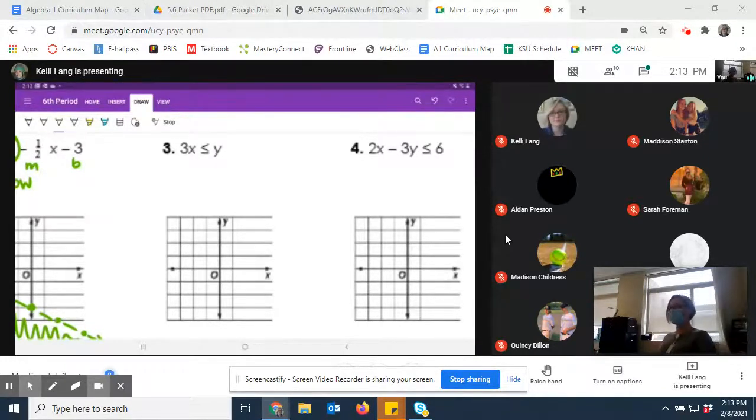So what I'm going to do is take this formula and flip it around so that the y is on the left. When I do that, though, I have to be very careful because it switches the sign.